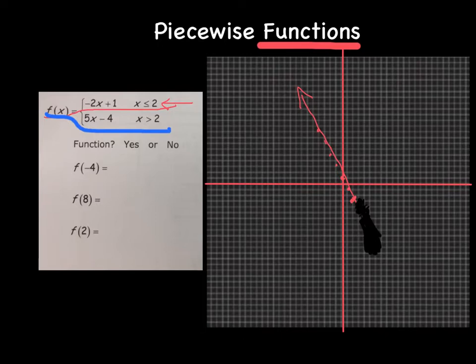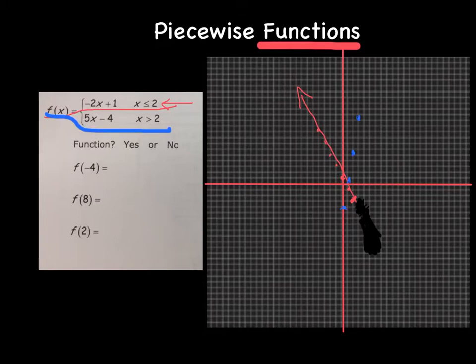So I'm going to plot the line. F of x is 5x minus 4, so I'm going to start down here at negative 4. And I'm going to rise 5, run 1. Rise 5, run 1. My eyes are terrible. 1, 2, 3, 4, 5, run 1. Okay, that would be my graph.